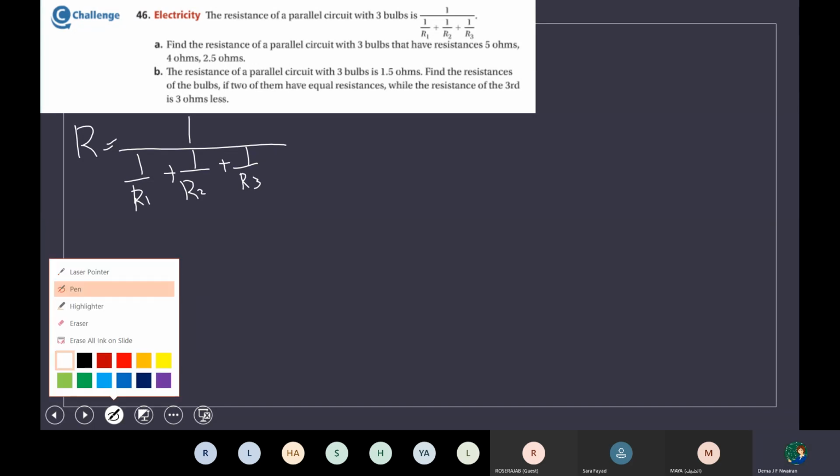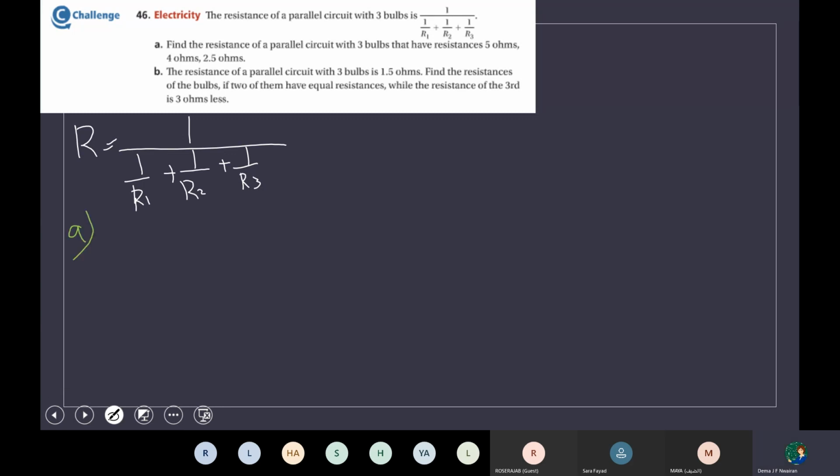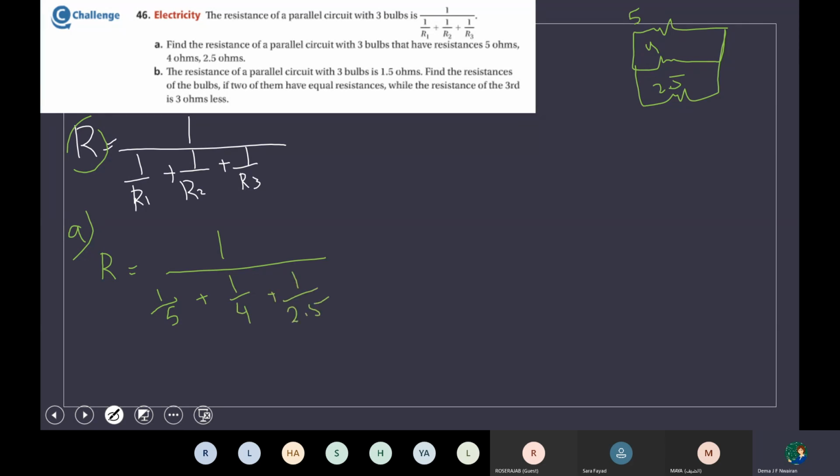Now, let's do A. For A, find the resistance of a parallel circuit with three bulbs. They ask you to find the resultant resistance of the three bulbs that have resistances of 5, 4, and 2.5 ohms. I want to find the resistance R. I will say that R is equal to 1 over (1 over 5 plus 1 over 4 plus 1 over 2.5). Then after that, I want to add them.